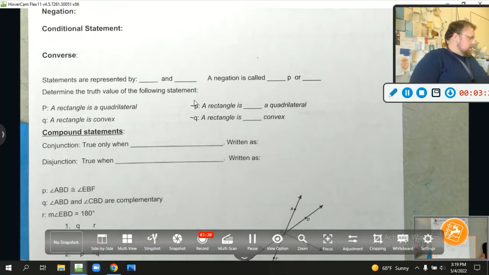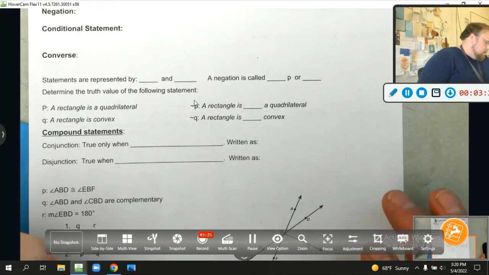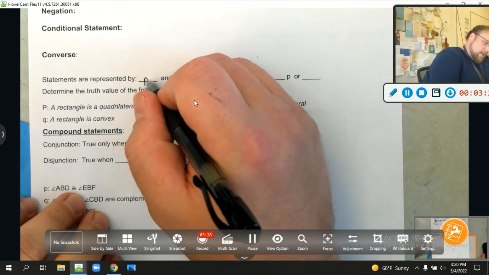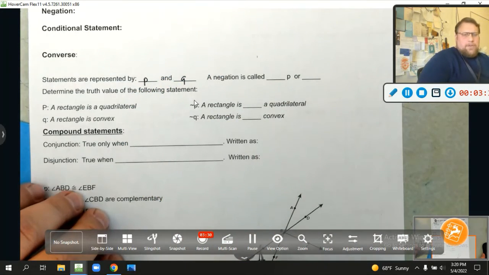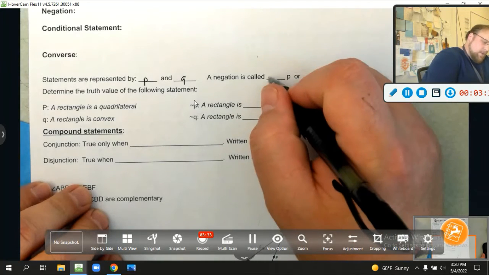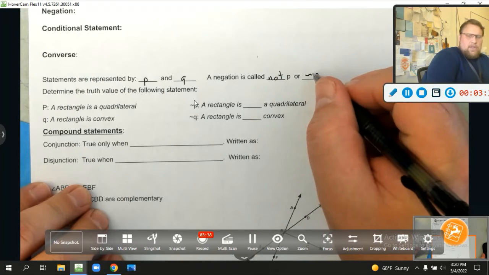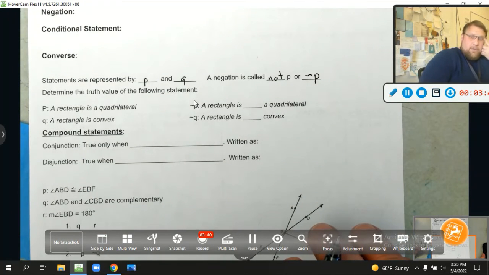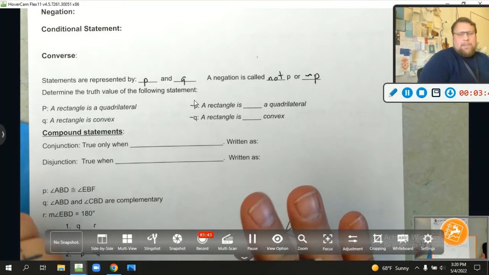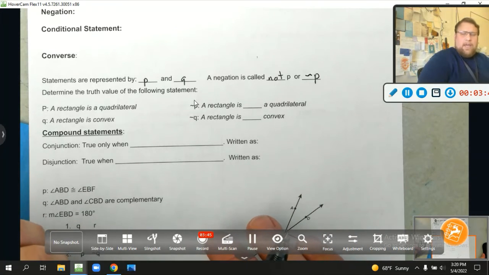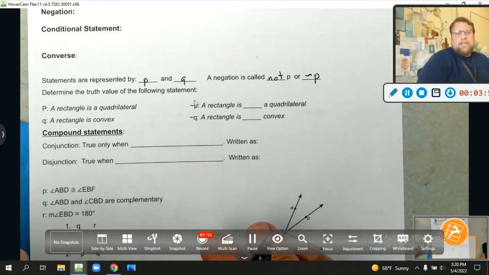There we go. Statements are represented by P and Q. We use the letters P and Q for statements. And a negation is called not P. This is a tilde, I think is the name for that little symbol. It's a little wavy line, and it just means not P. So whatever P is, not that. If P is "I like to go for walks in the park," then my negation, or my not P, would be "I do not like to go for walks in the park."